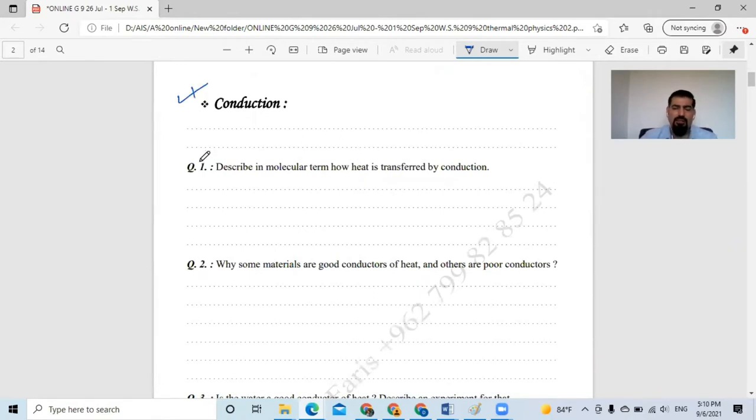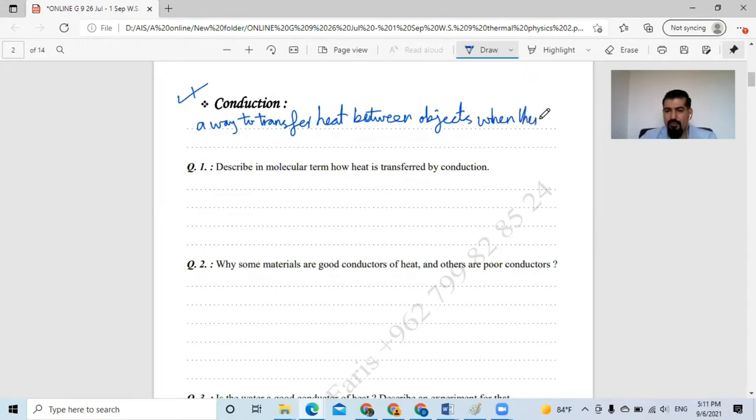Now, conduction. It's not the definition of conduction, but it's something we can write to give a short explanation of what happens in conduction. A way to transfer heat between objects when there is direct contact between them.